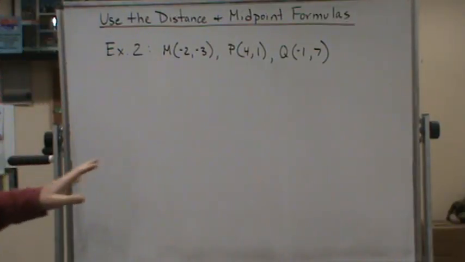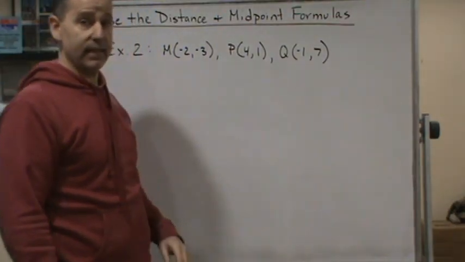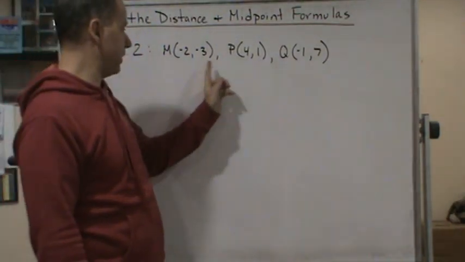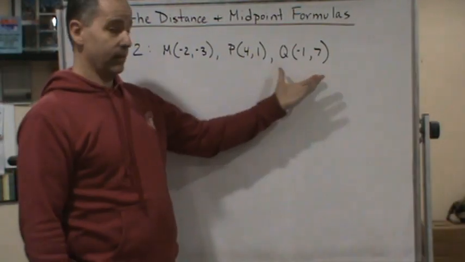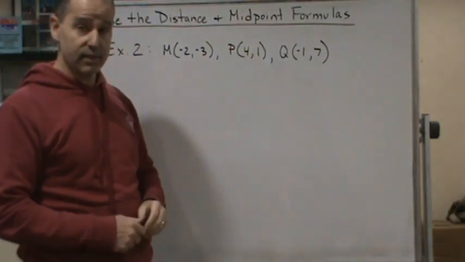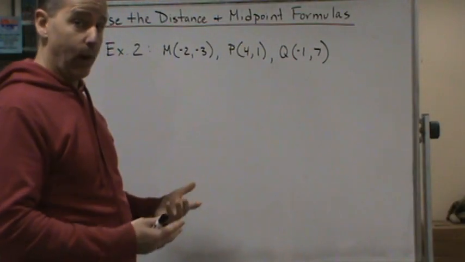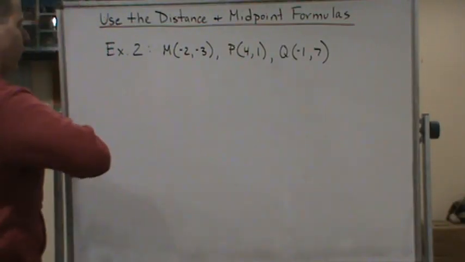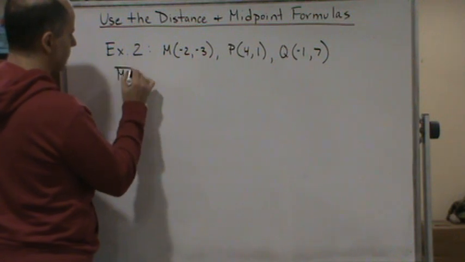or not. So in this example, they're giving us the points that represent the vertices, right? The locations of the vertices of a triangle. And so we're going to find the distances between all three, and we're going to use those distances to see whether we have a right triangle or not. Okay, so let's do MP, right? So let's do distance MP.